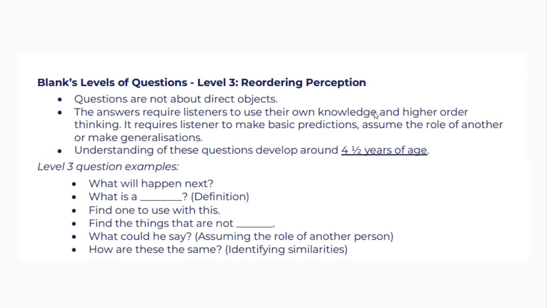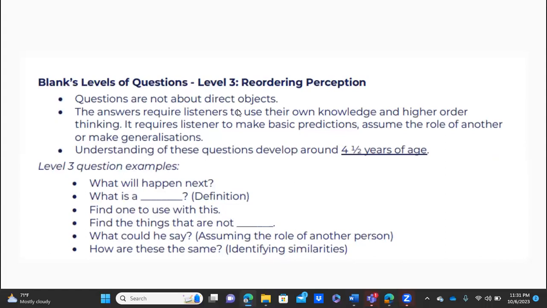The next one is called reordering perception, level 3. These are not about direct objects. The answers require listeners to use their knowledge and higher order thinking. It requires them to make basic predictions and assume the role of another or make generalizations. Understanding of these questions develops around age 4.5. So again, with assistance, our learners should definitely be able to do this.